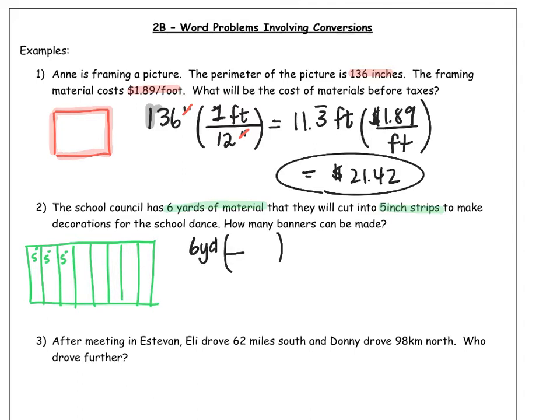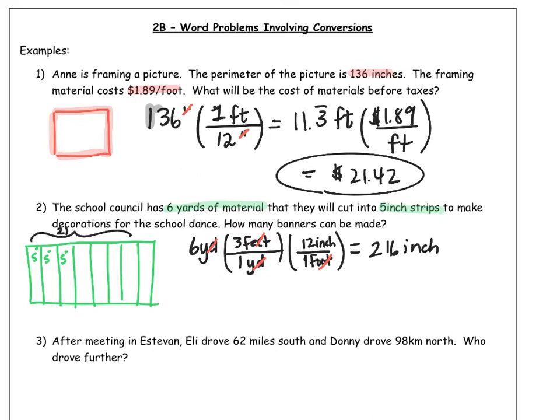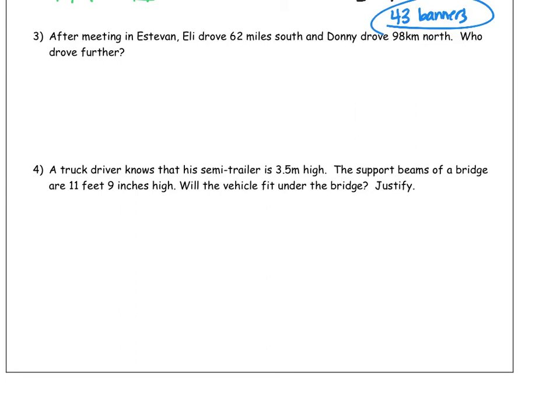So 6 yards. If I want to go from yards to inches, I need to stop at feet. So 1 yard is 3 feet. Okay, my yards would go away. I'd be left with feet. Now 1 foot is 12 inches. Just to be clear, foot and feet are the same thing. It's just that feet is plural. Sometimes that confuses people. So 6 times 3 times 12 is 216 inches. Okay, so what that tells me is this whole big thing is 216 inches. So I need to figure out how many 5 inches fit into that. So I'm going to divide by 5 inches, and that gives me 43.2. So then in this case, I would round down because I can't get that last one in, but I'm going to create 43 banners.